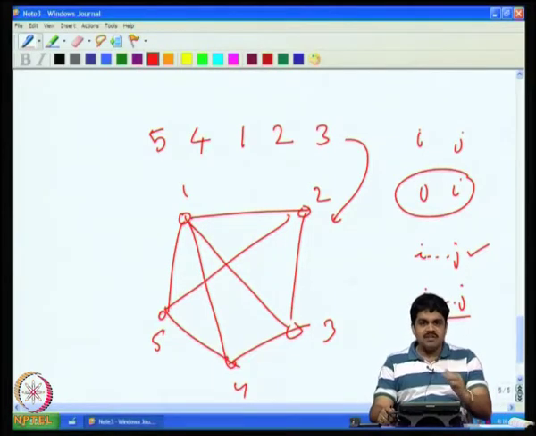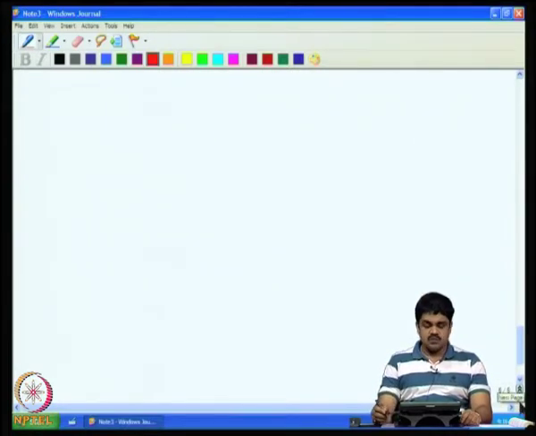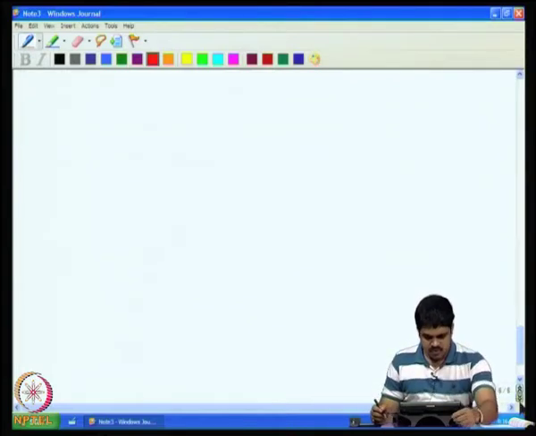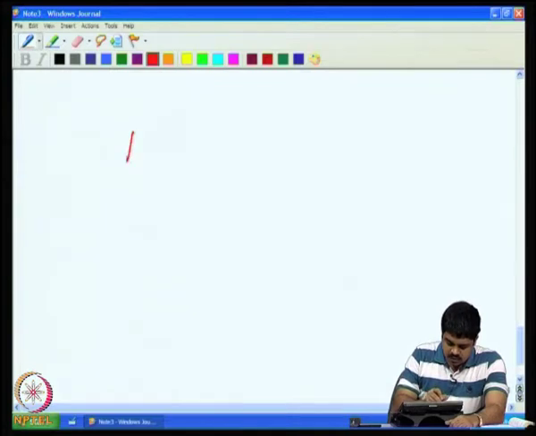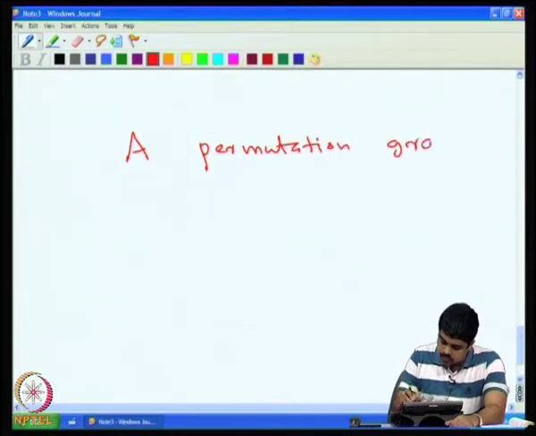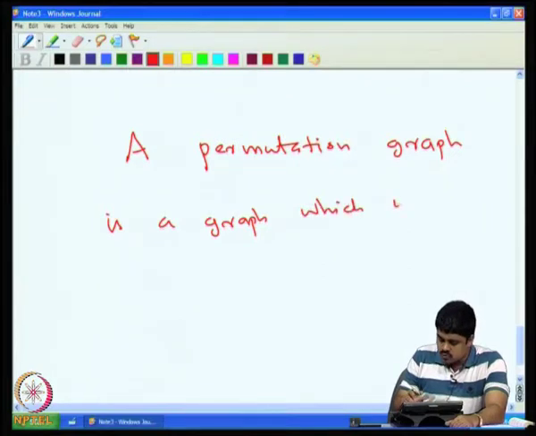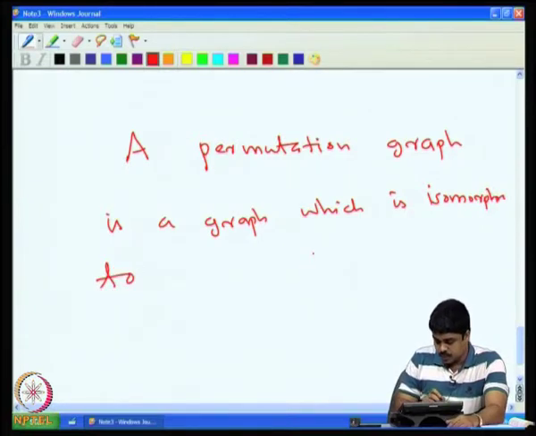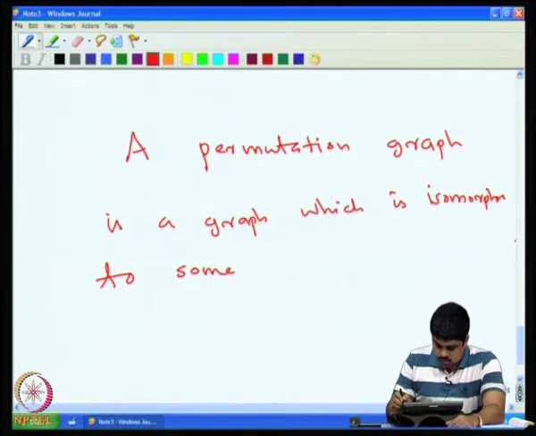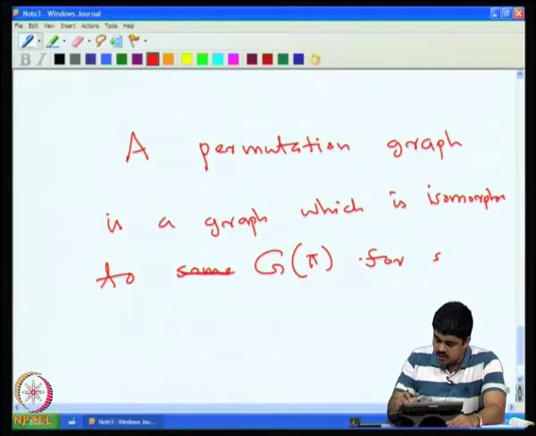So, we have this notion of permutation graphs. The question is, what is a permutation graph? A permutation graph is a graph which is isomorphic to some G of pi, for some permutation pi.